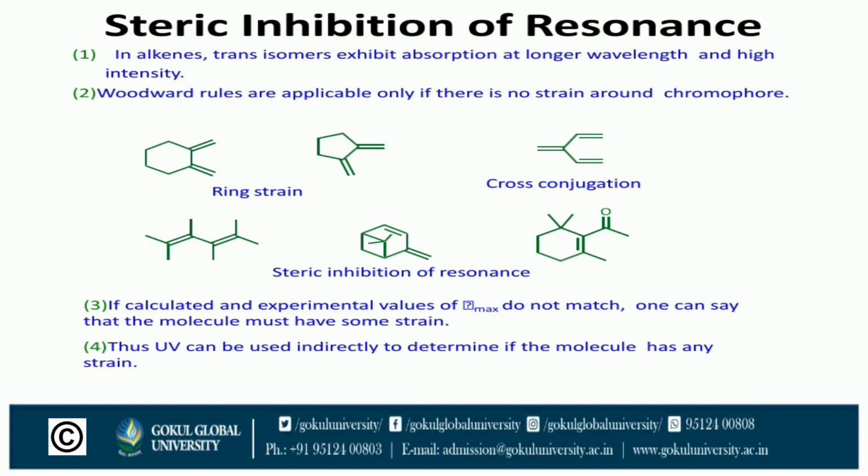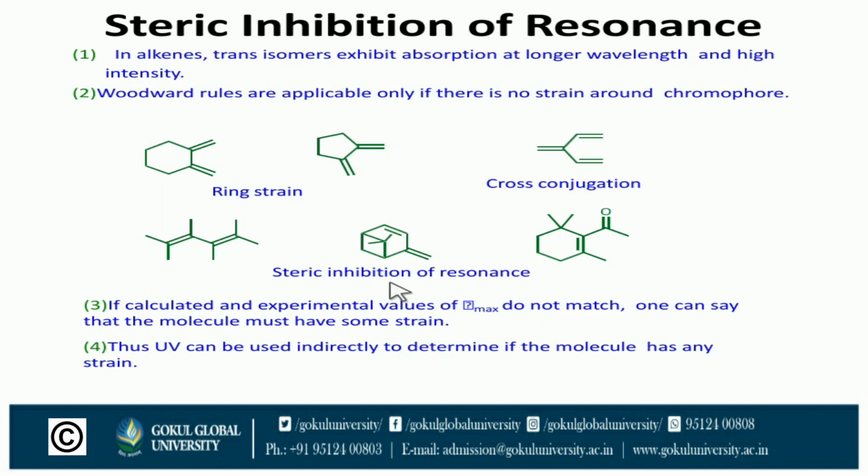In alkenes, trans isomers exhibit absorption at longer wavelength and higher intensity. Woodward rules are applicable only if there is no strain around the chromophore. Here the ring strain and the cross conjugation are also present here.